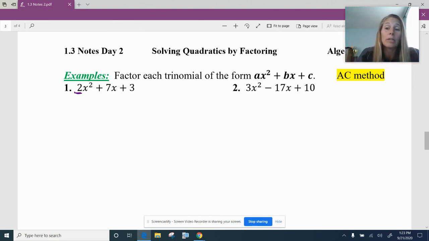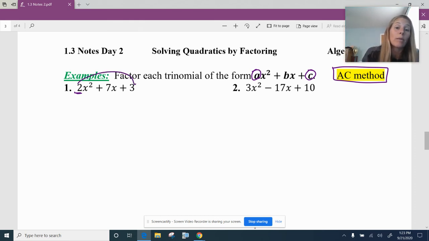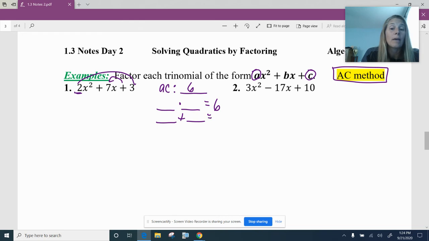So when that happens, you need to use the AC method. That's called the AC method because the number in front of the x squared and the constant are your A and your C, and we're going to start this problem out by multiplying them together. So my AC number is 2 times 3, which is 6. Then I'm going to ask myself what two numbers multiply to get 6, so the AC number, and then they're going to add up to get that middle number, which is 7.